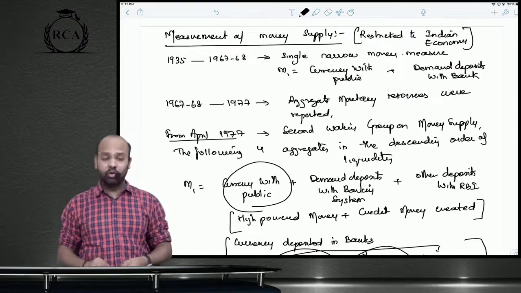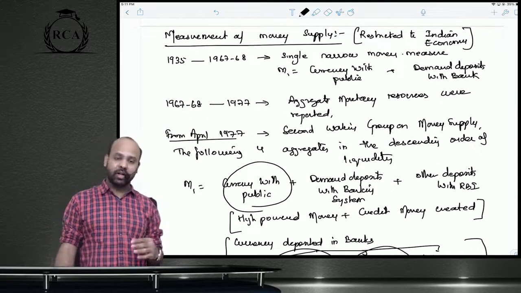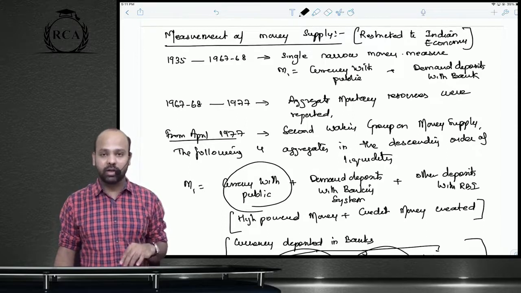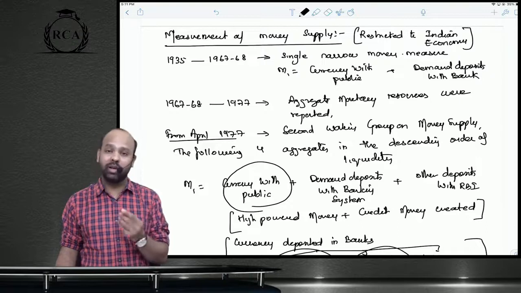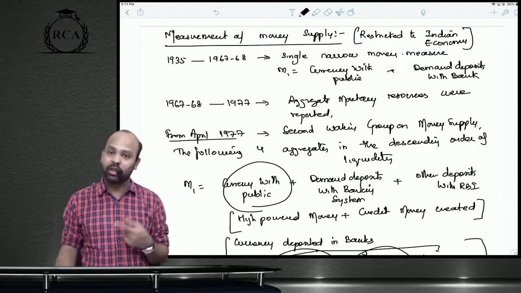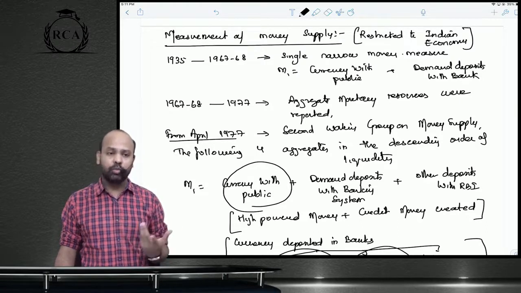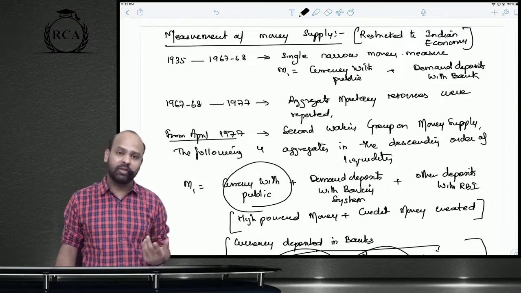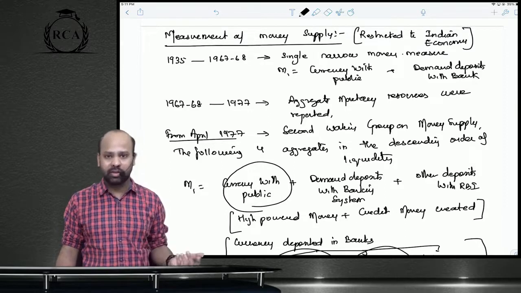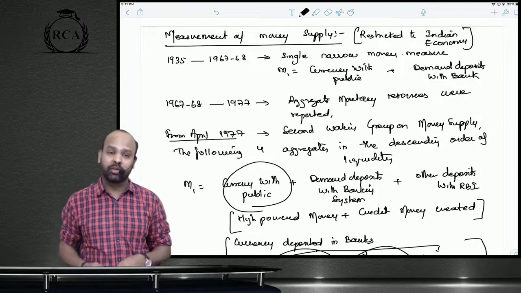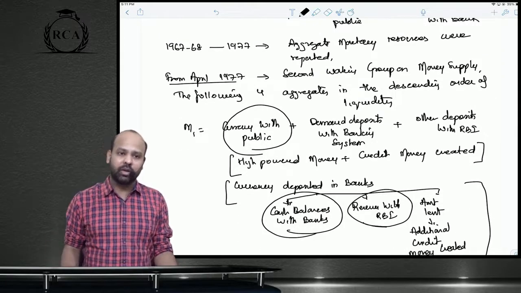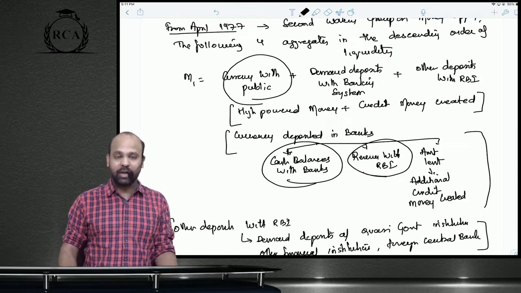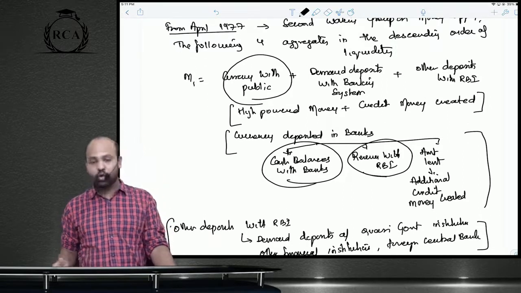For now, how do we measure money supply? Whatever we are learning is restricted to the Indian economy only. From 1935 till 1967, there used to be only one measure reported, and that is narrow money M1. M1 used to be the total money: currency with the public plus the deposits with the banking system. Then aggregate monetary resources started being reported, and from April 1977 we had M1, M2, M3, M4.